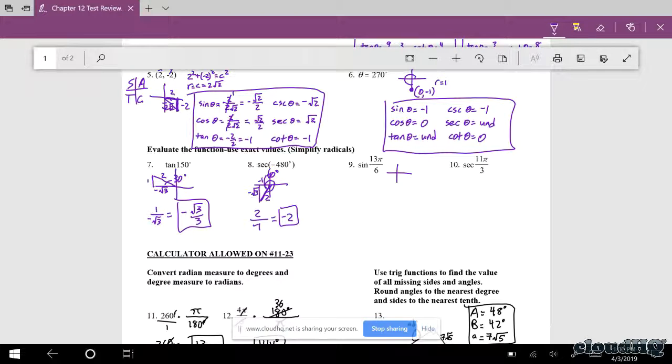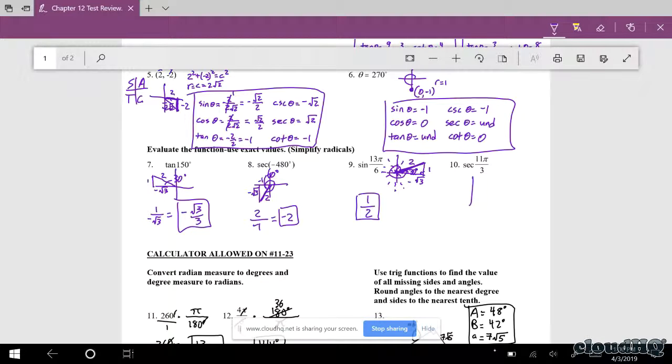13 pi over 6. We're going by 30-degree increments. 1, 2, 3, 4, 5, 6, 7, 8, 9, 10, 11, 12, and 13. So we went a full revolution and then back to just one of them, a 30-degree reference angle. So that's a 1 out there, positive square root of 3 here, and there's the 2. Sine is opposite over hypotenuse, 1 over 2 is 1/2.